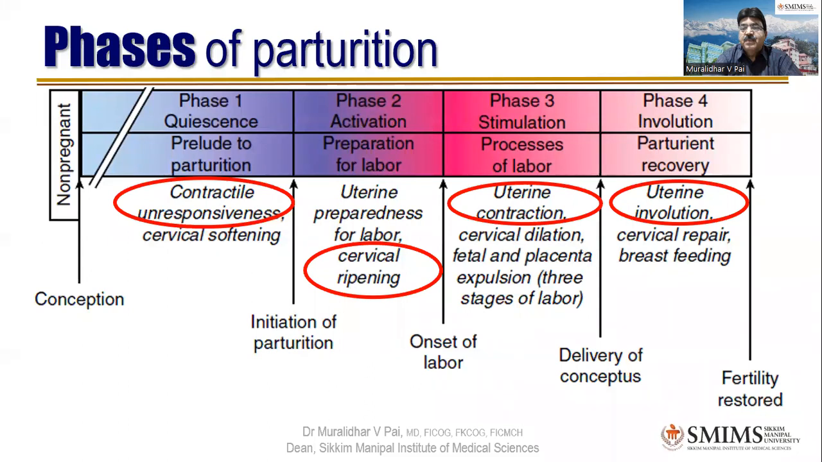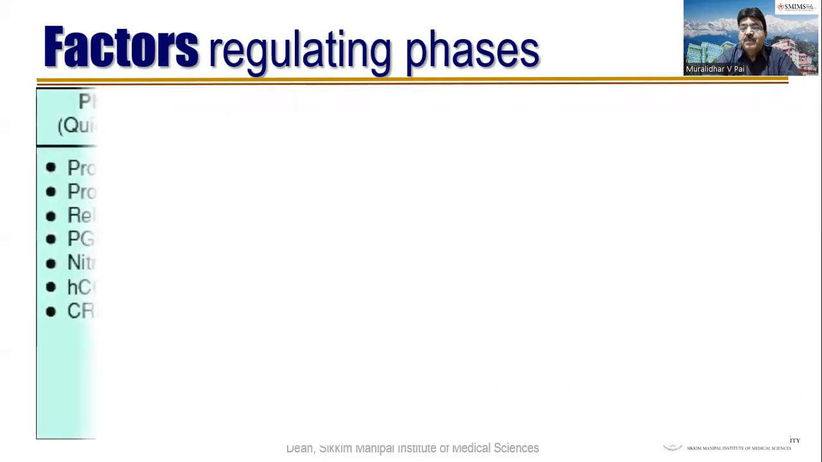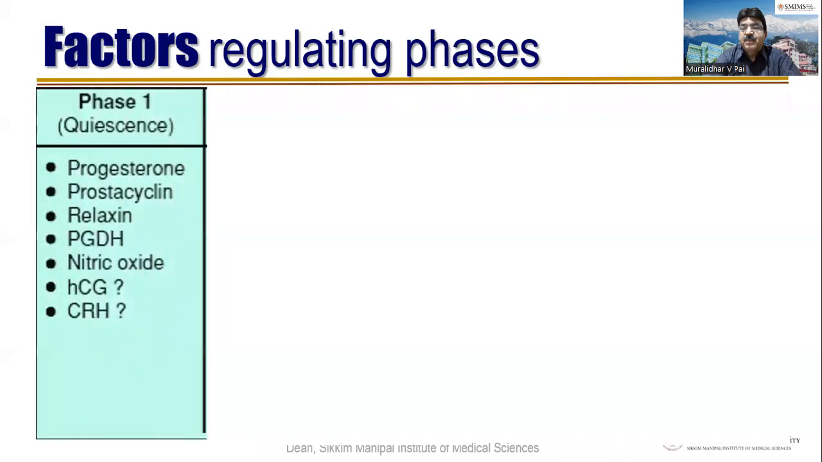The best is to prepare such long answers beforehand and put it in a long notebook. And maybe you can refer to my lectures as well. So I was talking about the factors that regulate the different phases, or we can actually say the hormones that regulate the different phases. Phase 1, which is the phase of quiescence, where the uterus is largely unresponsive to any harsh stimuli. And which are the basic hormones that are responsive? One is progesterone, the other one is relaxin.